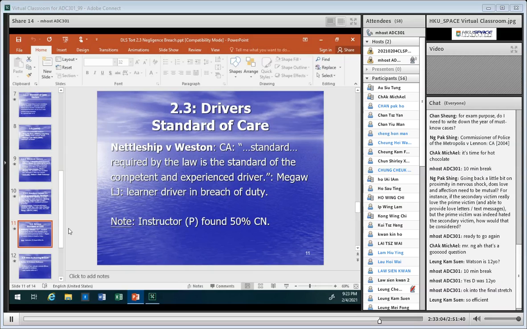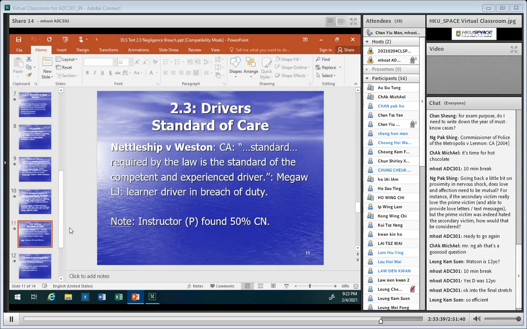This is very important. There's only one standard for car drivers. Only one standard. And that is of a competent and experienced driver. Now, of course, the reason for that is to protect the public. Okay? I mean, you can't have a learner say, oh, sorry, I hit you, I'm only a learner, but you still get injured. So in order to protect the public, there's only one standard of care for car drivers. Most important, okay? And the standard of care is that of a competent and experienced driver.